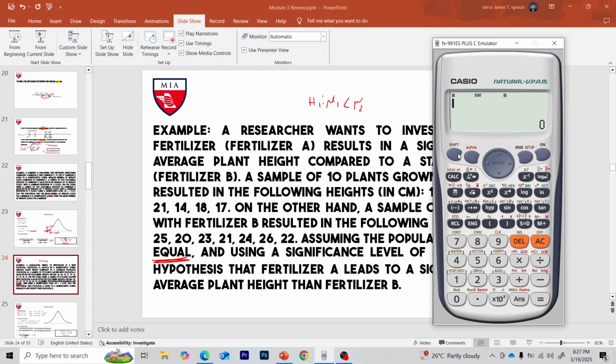And let's find the mean. So go to Shift 1. Go to number 4. And just select number 2 for the mean. So the mean is 17.5.